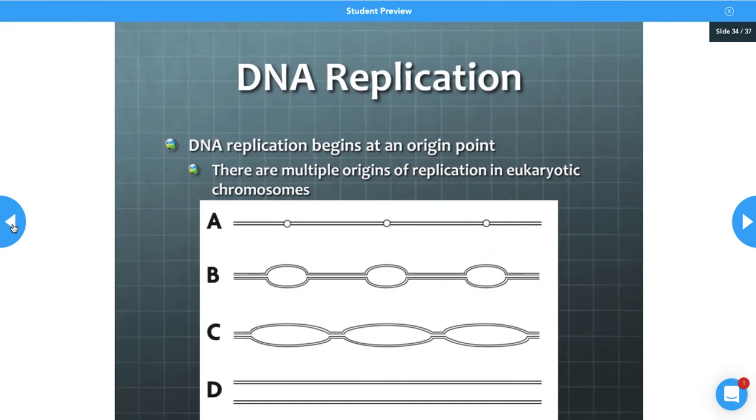DNA replication begins at an origin point, and there are multiple origin points within replication of eukaryotic chromosomes. Because we are so complex, our DNA is so wrapped around and so tight that we have to use multiple points of origin in order for it to spread out evenly and have two different strands for this replication.